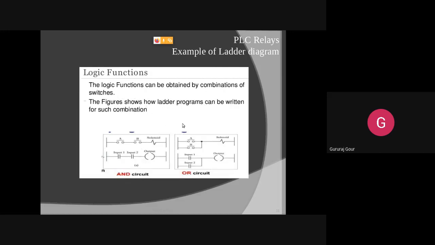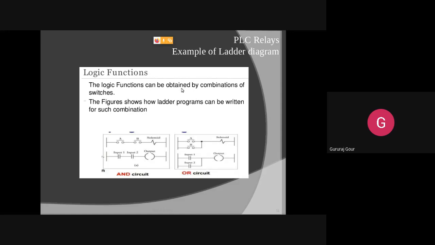Next one, logic functions. Example of logic functions. Just now, in some of the previous slides, I summarized how to represent the AND gate. This one is the AND gate ladder diagram, with the help of such kind of contacts and the equivalent ladder diagram. If you connect the contacts in series, it is an AND gate or AND circuit. And if you connect such contacts in parallel, it is called an OR circuit.